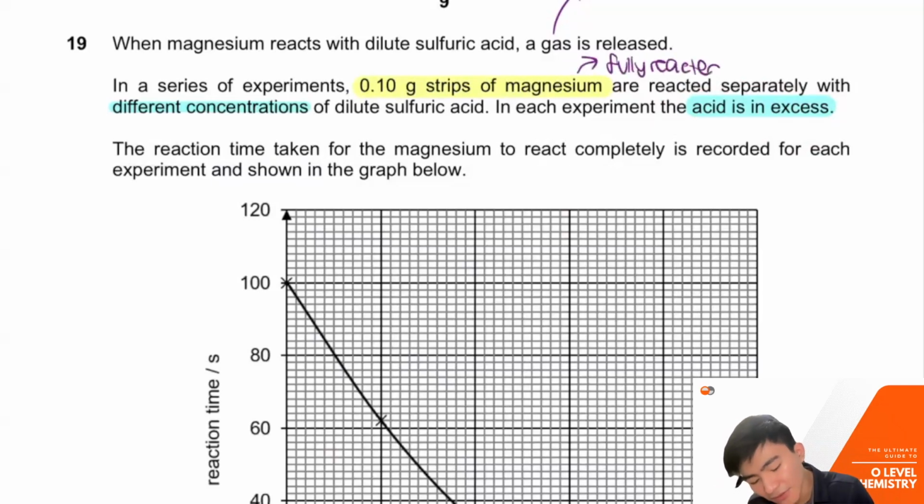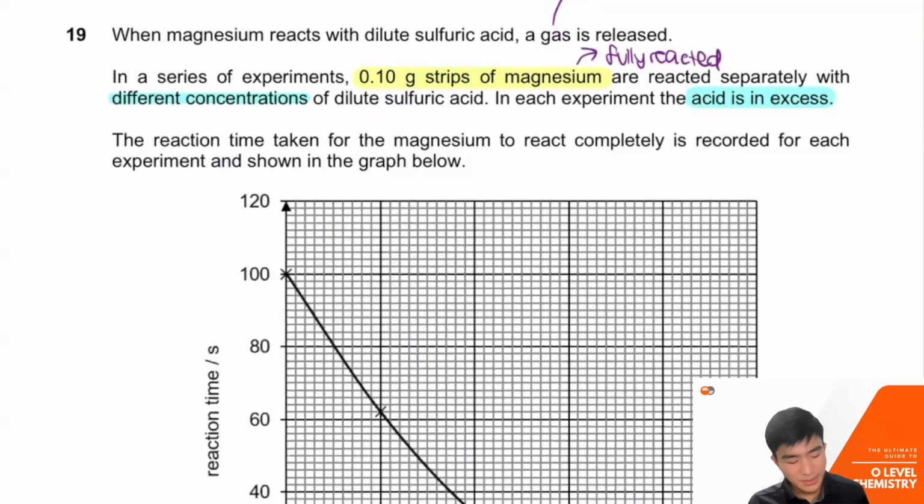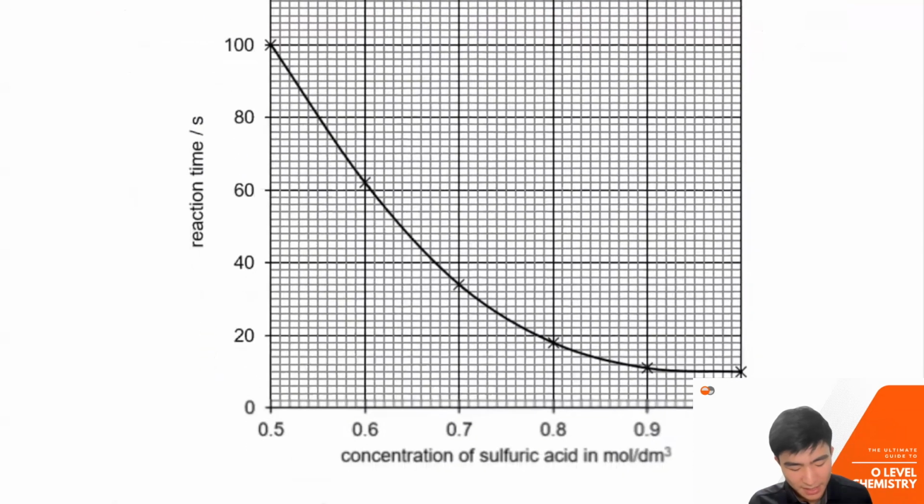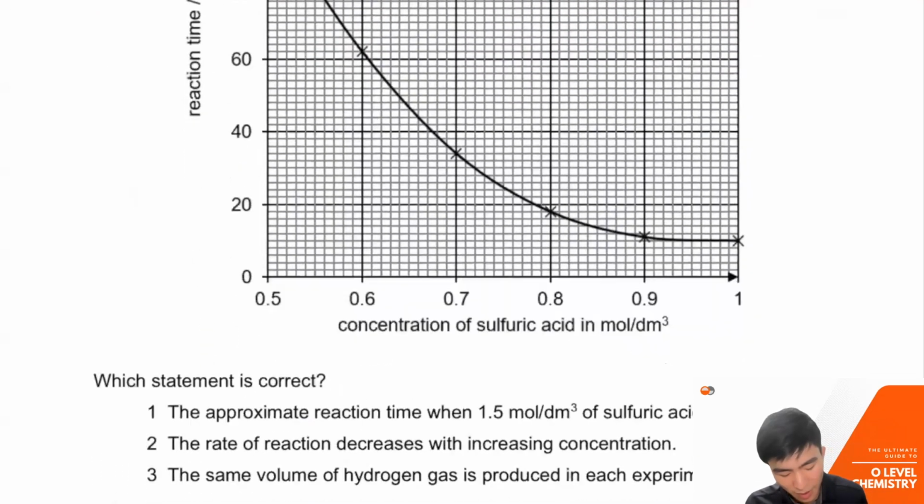All these kinds of textual cues you need to be able to find out. When they tell you the acid is in excess, what they are trying to drive at is that all of the magnesium is fully reacted. Okay, so let's look at this. Which statement is correct? Approximately reaction time when 1.5 mole of dilute sulfuric acid is used is 10 seconds.